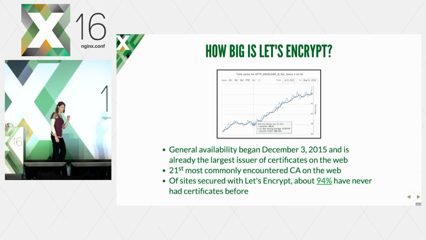So they're already the largest issuer of certificates on the internet by number of certificates issued, which is amazing. It's hard to believe. In less than a year, they've become the largest certificate authority by numbers of certificates issued. And by our telemetry at Mozilla, they're the 21st most commonly encountered certificate authority on the web. Now you might be thinking, well, that's really weird. How can you be both the most popular certificate authority and the 21st most popular? And the reason is that of the sites encrypted with Let's Encrypt, 94% have never had a certificate before.